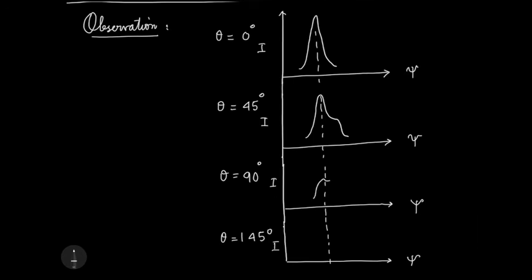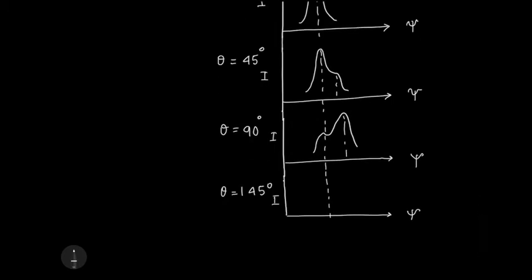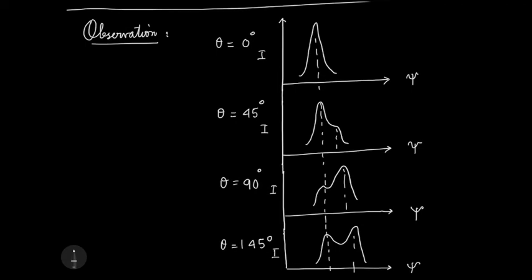When you go to theta equals 90 degrees, the separation of this increases and it looks like this. And at theta equals 145 degrees, you have two distinct peaks. So you see the separation between them, with another peak coming up at 45 degrees, is increasing.